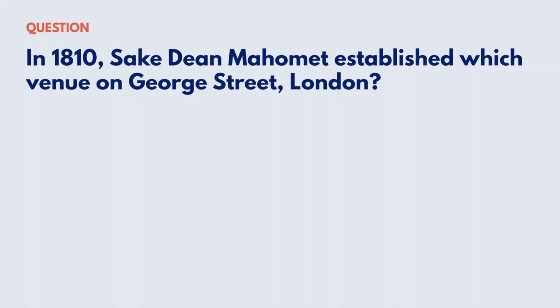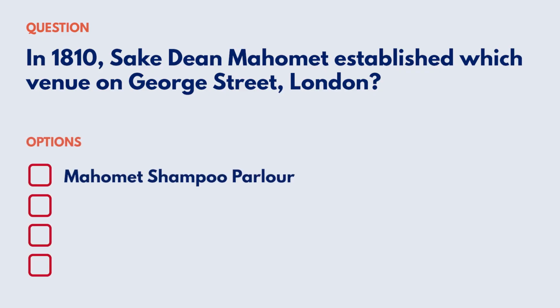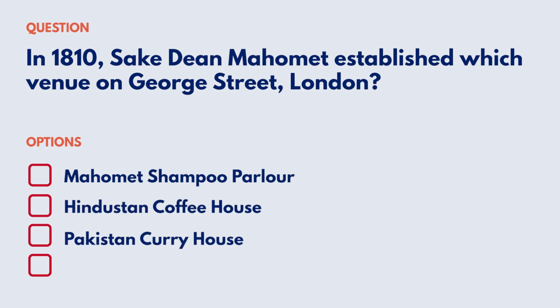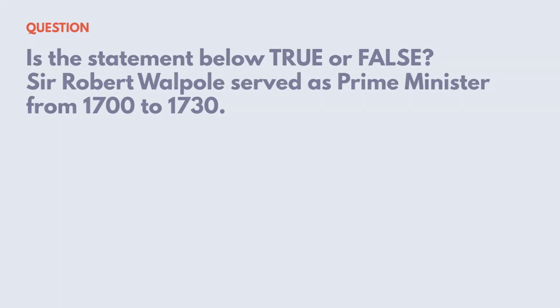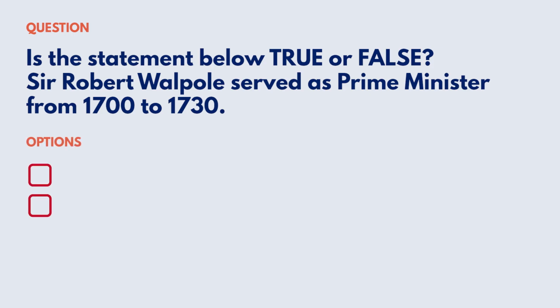In 1810, Sheikh Dean Mahomet established which venue on George Street, London? Mahomet Shampoo Parlour. Hindustan Coffee House. Pakistan Curry House. Mahomet Coffee House. Correct answer, Hindustan Coffee House. Is the statement below true or false? Sir Robert Walpole served as Prime Minister from 1700 to 1730. True. False.